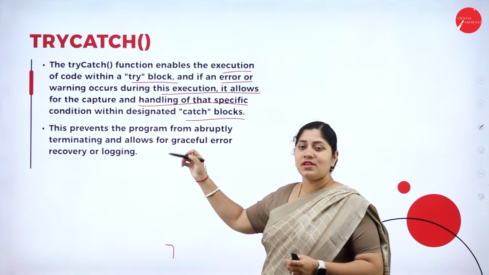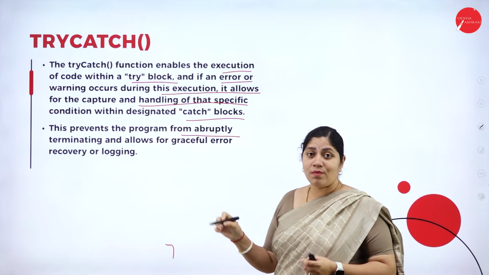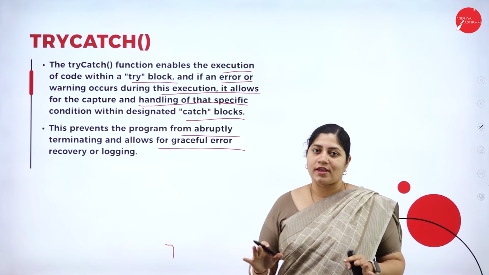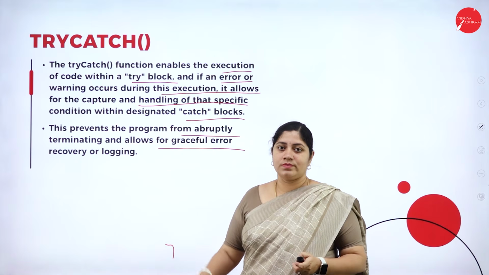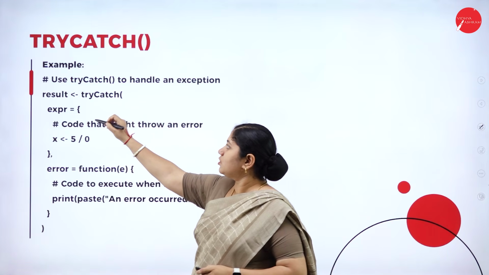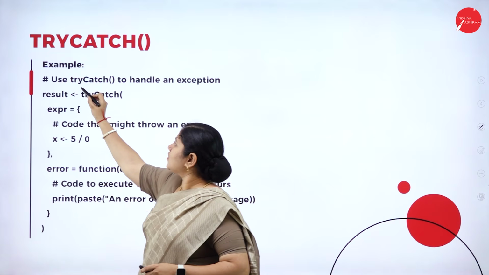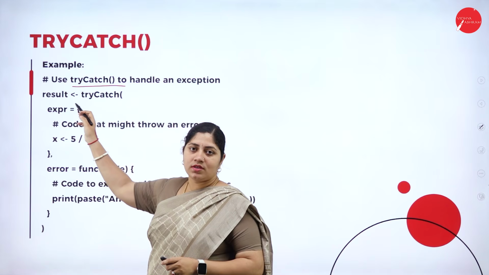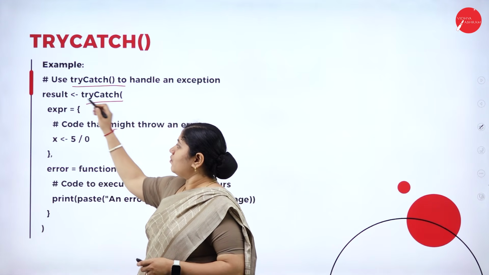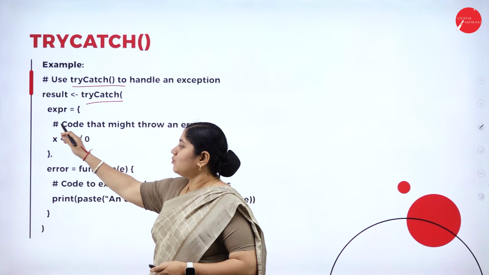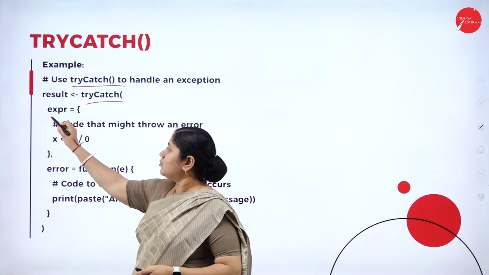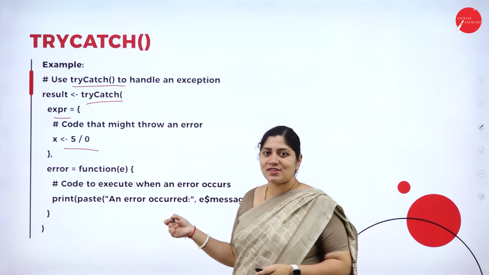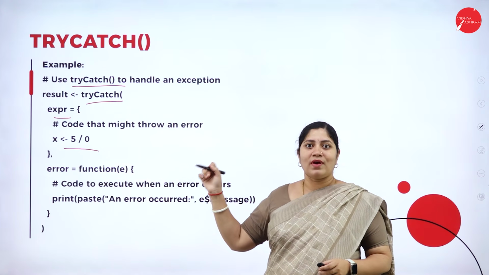Now we can see this prevents the program from abruptly terminating and allows for graceful error recovery. Let's have an example for tryCatch. Over here, you can see we are using this tryCatch keyword to handle an exception. I'm assigning this tryCatch to a variable known as result, and I'm assigning an expression, that's a code, where x is assigned 5 by 0.